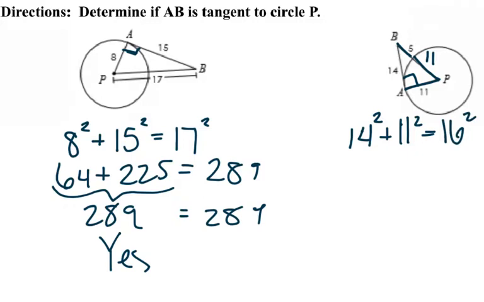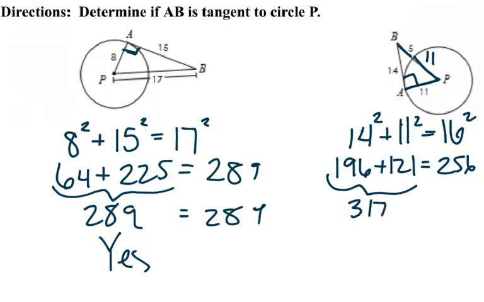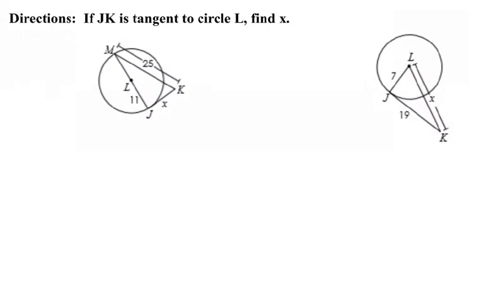So we're trying to determine if this exists for the Pythagorean theorem. So 14 squared is 196. 11 squared is 121. 16 squared is 256. When I add these two numbers together, I get 317, which is not equal to 256. So this one is a no, it is not tangent because the Pythagorean theorem doesn't work. All right.